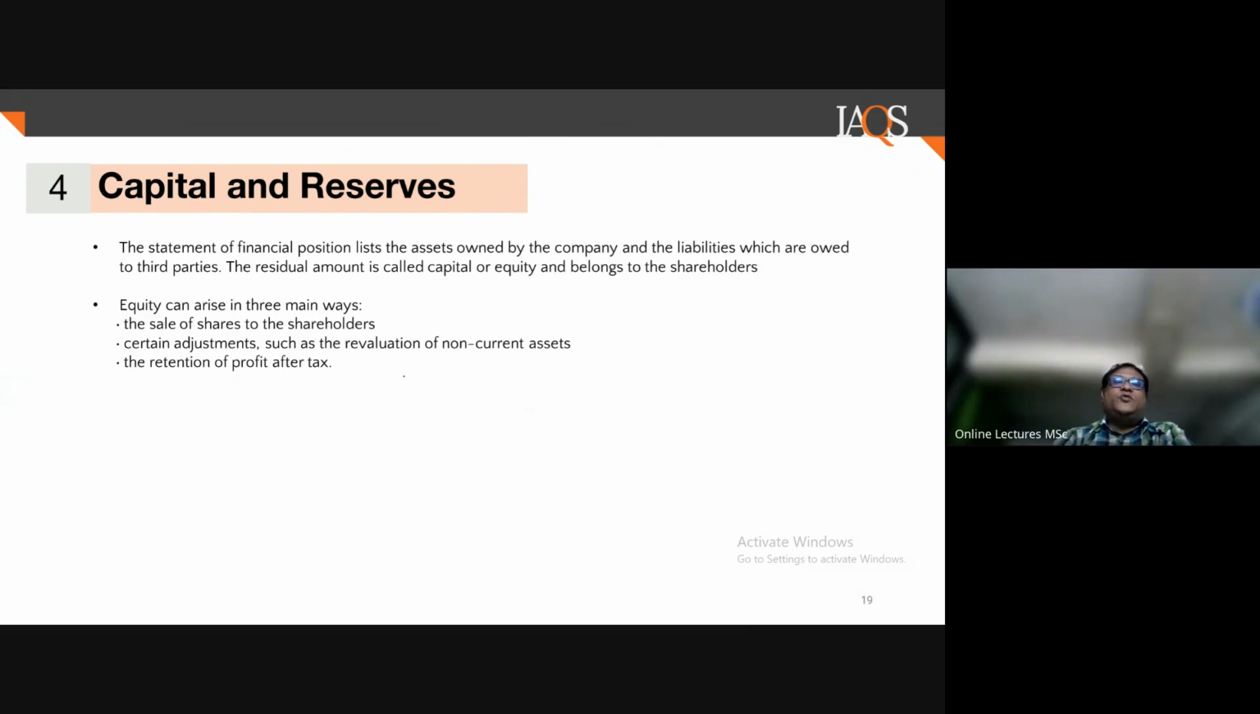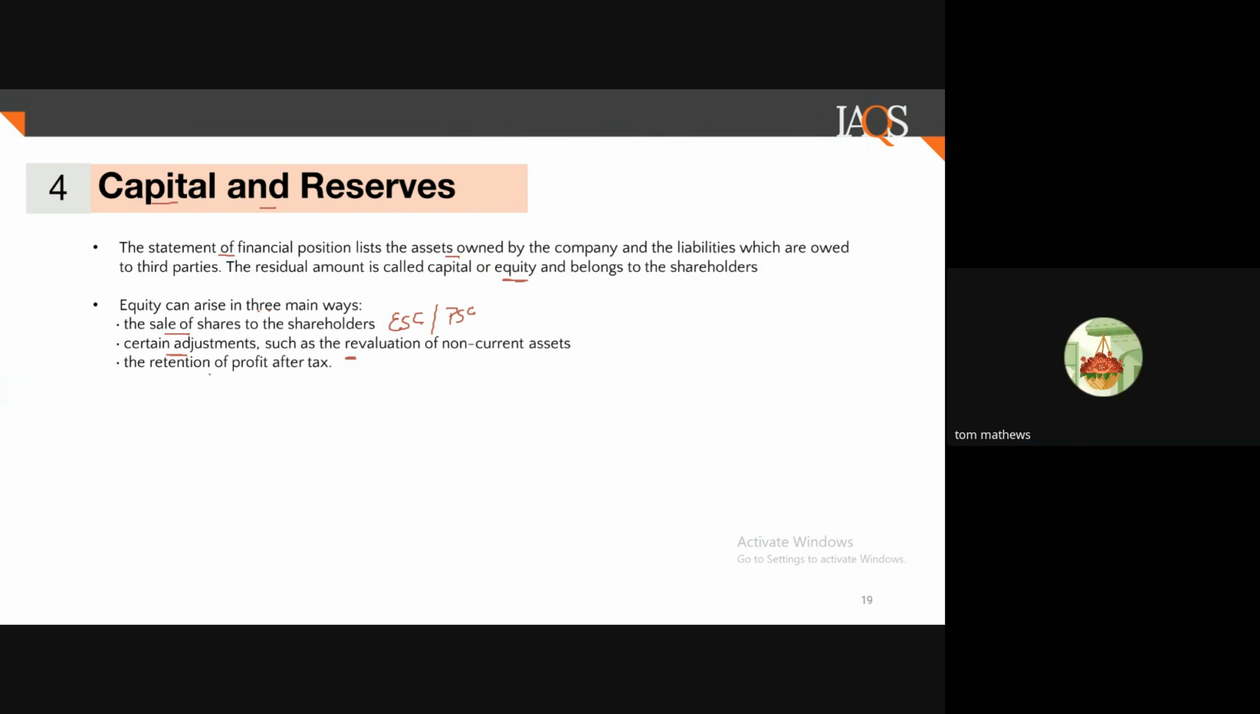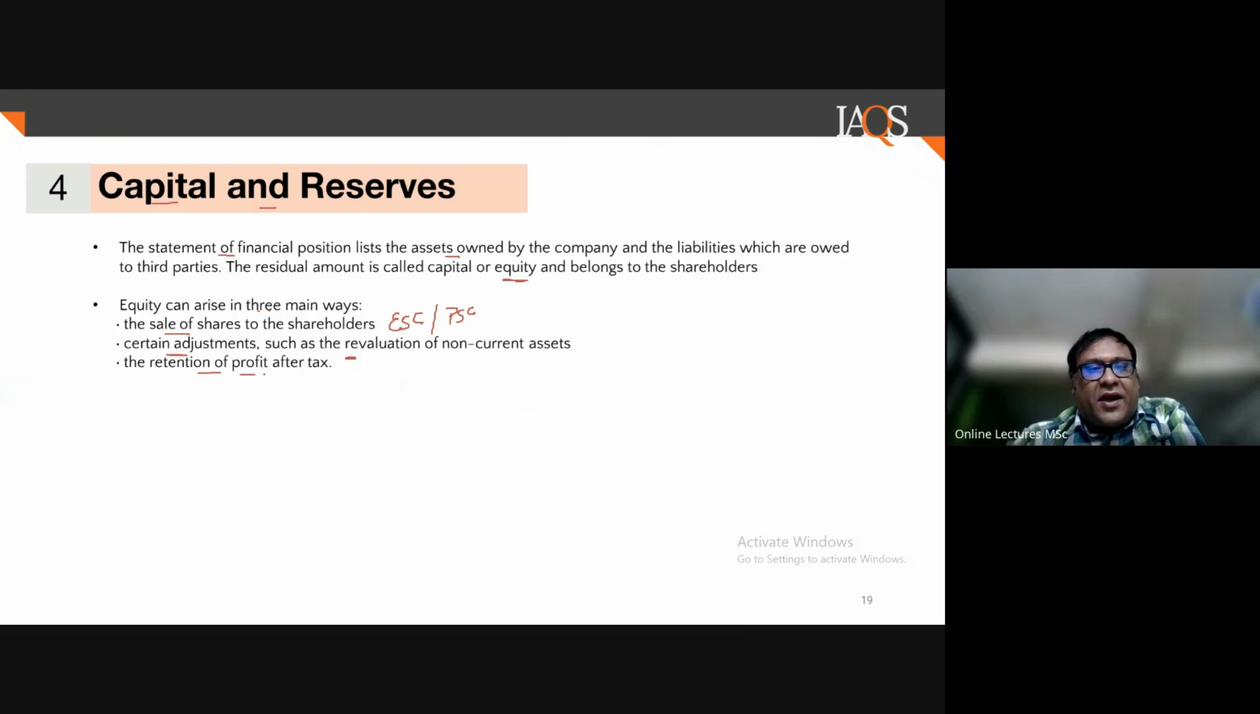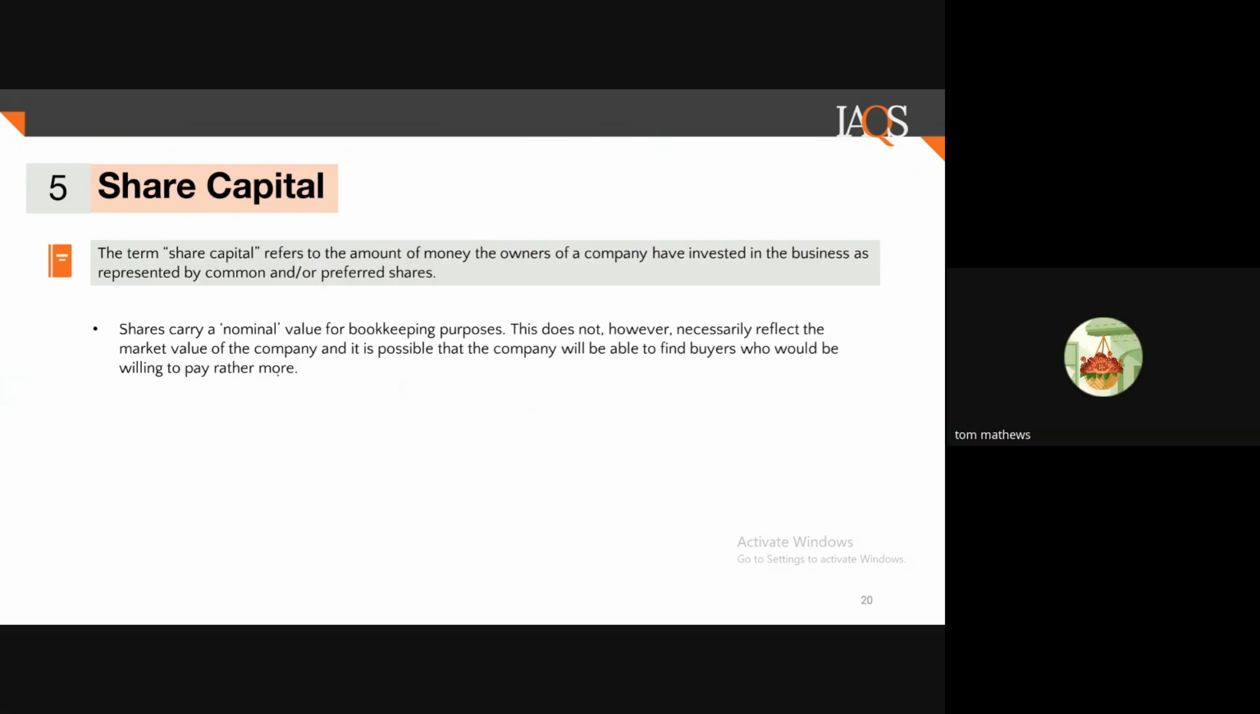So next item, which we take in the balance sheet, is capital and reserves. The statement of financial position lists the assets owned by the company. We'll have capital and reserves, and we call it equity. Equity can be in three parts. It can be share capital, equity and preference. It can be certain reserves created through revaluation, Tom, those are the revaluation reserves, property revaluation. And it can be earnings which are being retained. All good, sir?